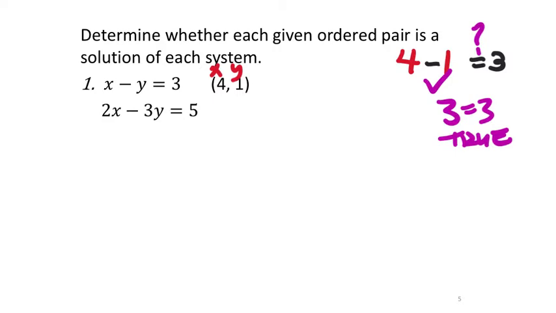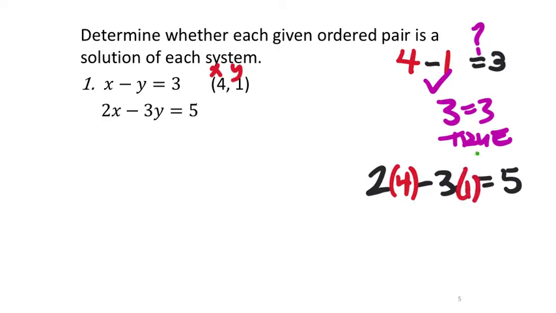How about the second equation? Well, that's 2x minus 3y equals 5. So let's replace x and y with the numbers they gave us in the ordered pair, where x is 4 and y is 1. And we'll check this one also for truthfulness. 2 times 4 is 8.